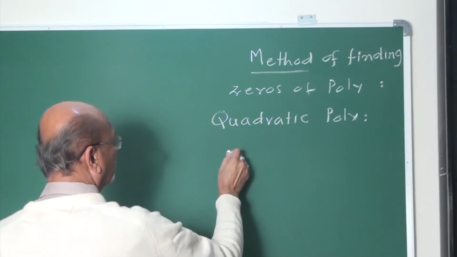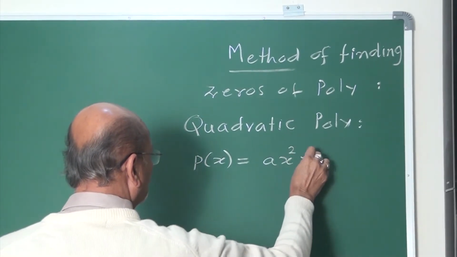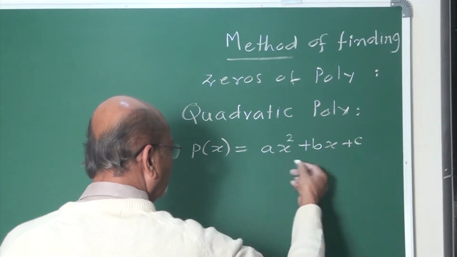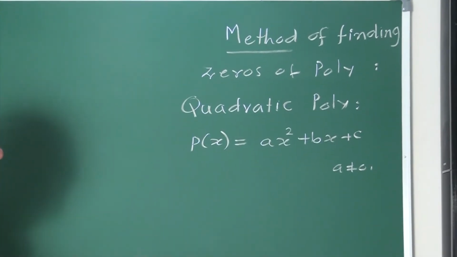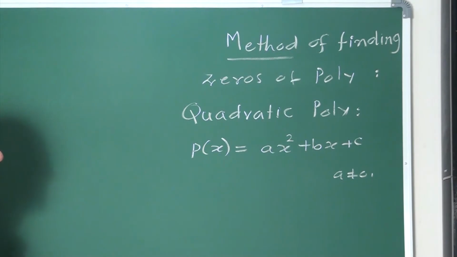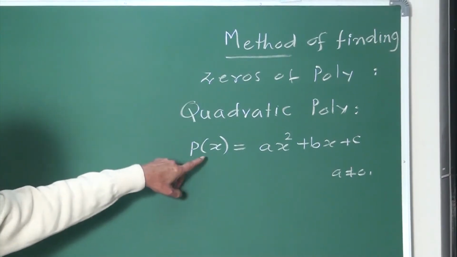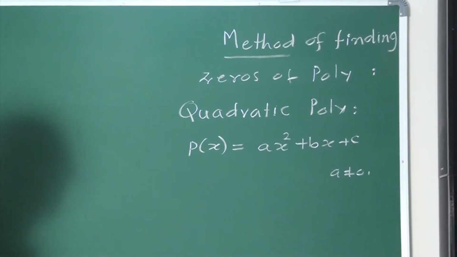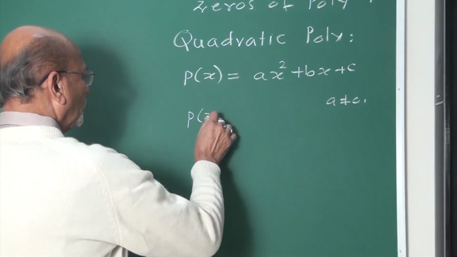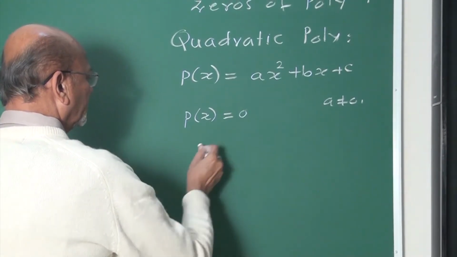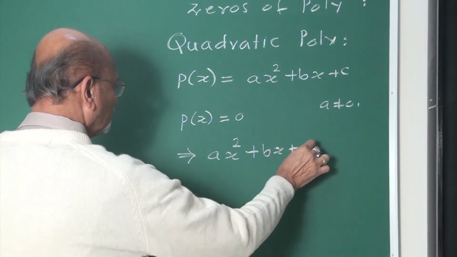What is a quadratic polynomial? It is p(x) equal to ax square plus bx plus c. You know that everything. a not equal to 0, and b, c are all real numbers. I don't want to repeat it for every example. We want to find the zeros of this quadratic polynomial. What is the method? To find the zeros, find the value of x by putting p(x) equal to 0. p(x) equal to 0 means you get ax square plus bx plus c equal to 0.